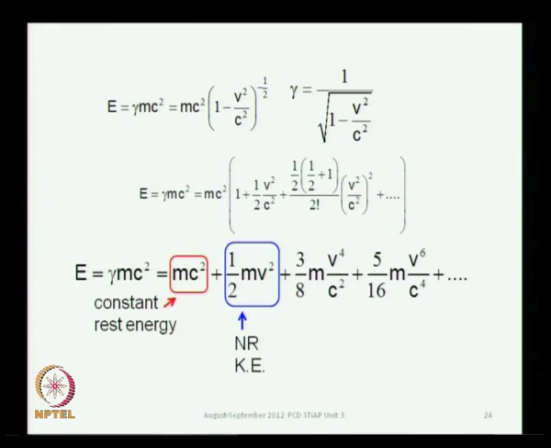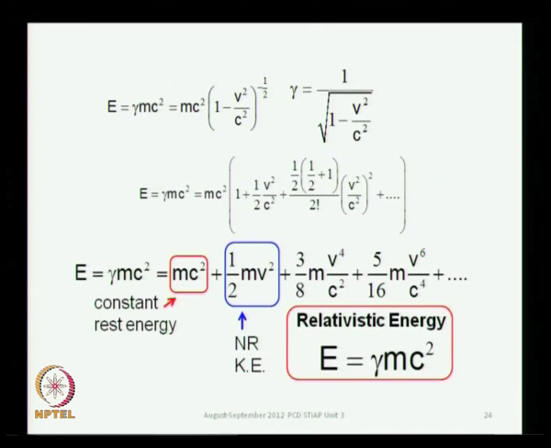Mc square would not count, because you are going to measure only changes in kinetic energy. So, it is a constant quantity for any mass. So, it really does not matter. And this in fact is the correct expression for the equivalence between energy and mass, not E equal to mc square. So, E equal to mc square would give you only the constant term in this complete expansion.